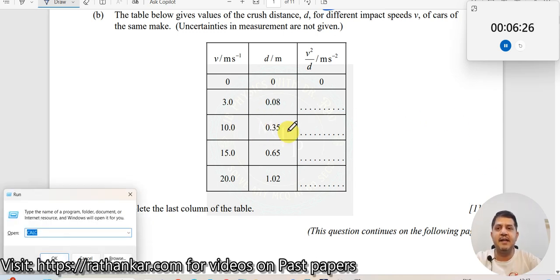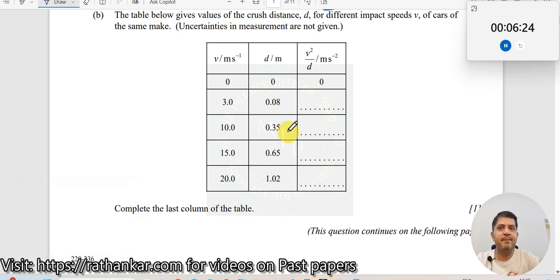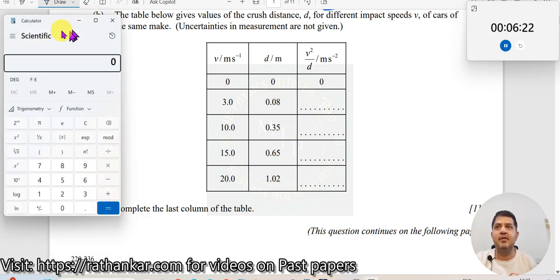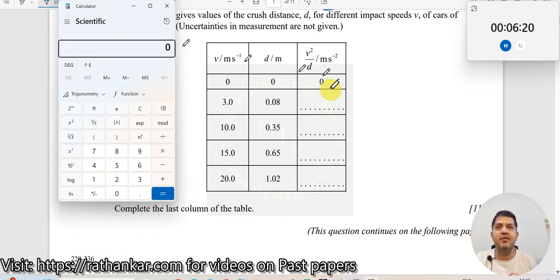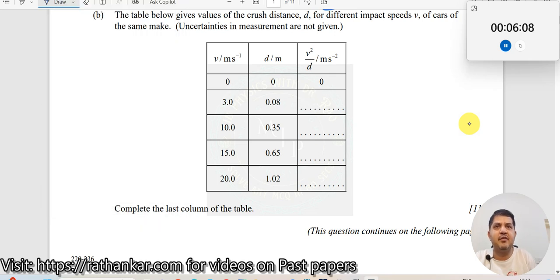Let us use my calculator. So we got the calculator here. Let us find out what is this value, v square. What is v square here? 9 divided by, what's the value of d? 0.08. What is the answer I get? I get 112.5. Nothing else, you just need to fill in the value 112.5.